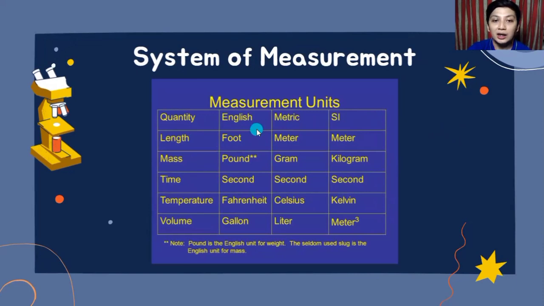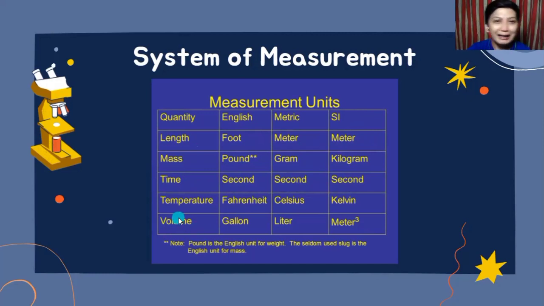So when we are talking about length, in English they use foot, while in the metric system we use meter, same as with the SI. And then we have mass. In the English system, they use pound. Here, we use gram, and kilogram in SI. In time, it is the same: second, minutes, hours.